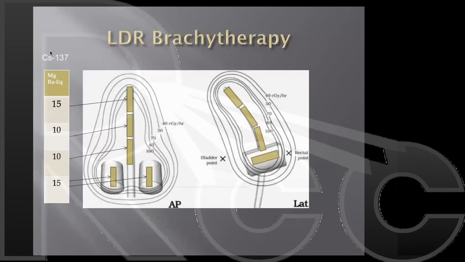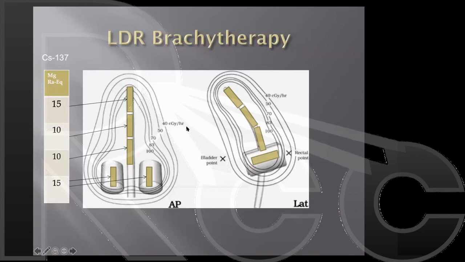In the past, when using cesium-137, physicians always speak about its activity being in milligrams of radium equivalent. And we had sources of different sizes, 2-centimeter sources. Some of you are probably familiar with LDR sources. And really, there were three lined up in the tandem and one source on each side of the cervix.